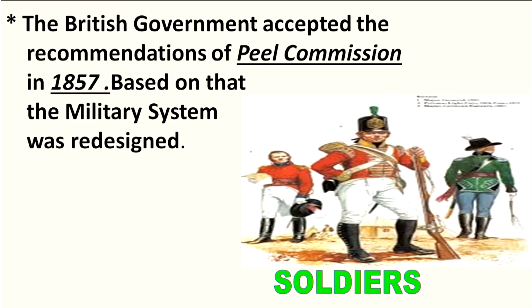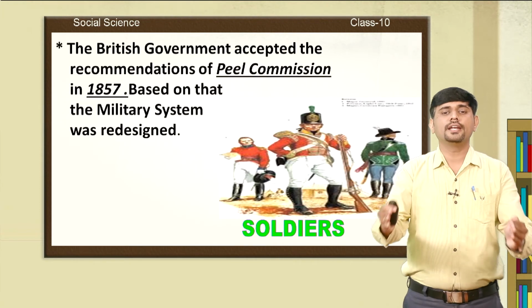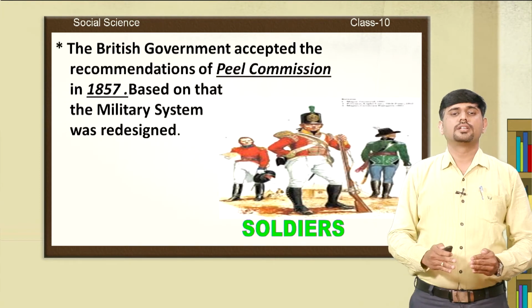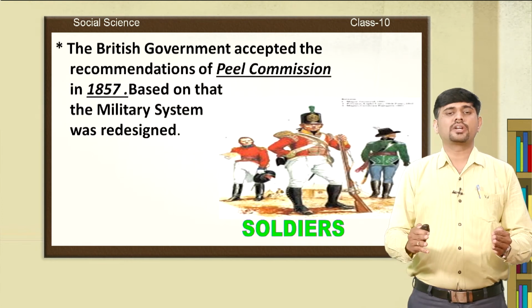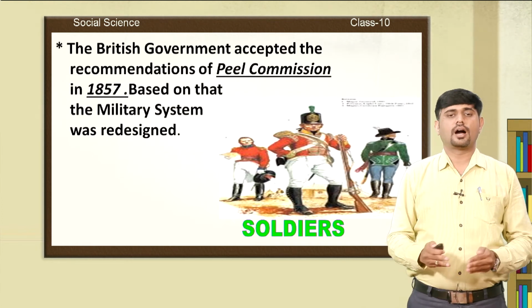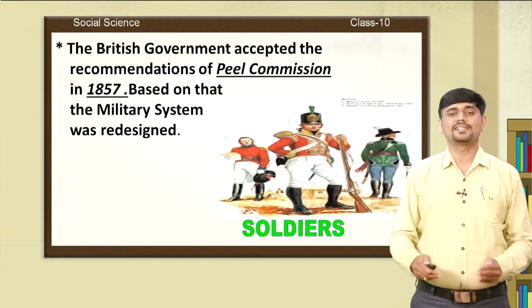However, the British government accepted the recommendations of the Peel Commission in 1857, after the first war of Indian independence. A number of changes were brought in the Indian military system, the British military system of India. The Peel Commission recommended some changes, and based on that, the military system was redesigned in India.